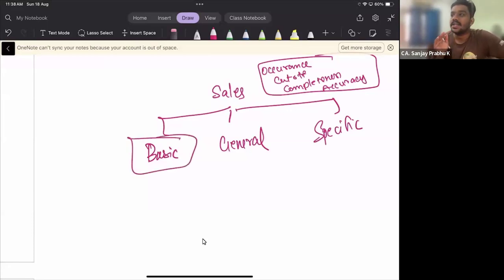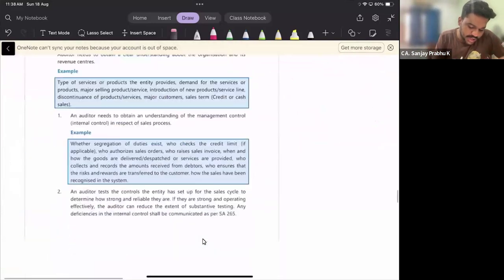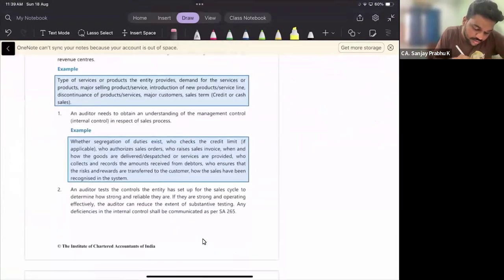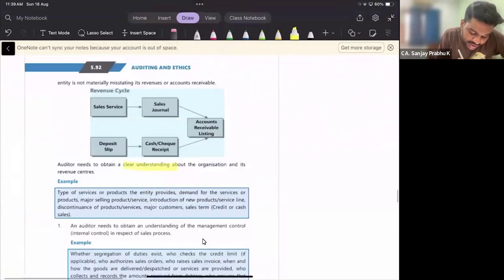Okay, just think like you are going to audit a company, and in their financial statement you are seeing sales is equal to 10 CR. What is the first thing that you should understand? The first thing you should understand is the auditor needs to obtain a clear understanding about the organization and its revenue center.